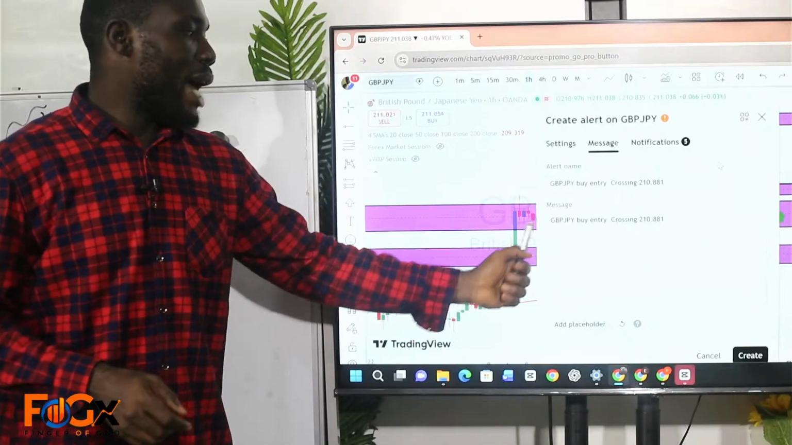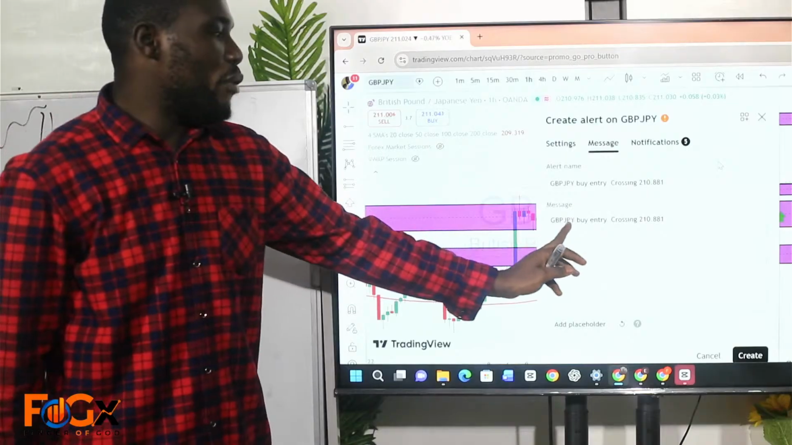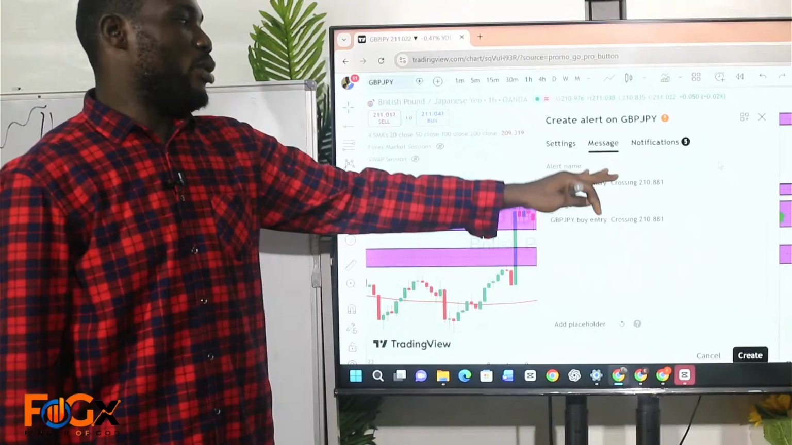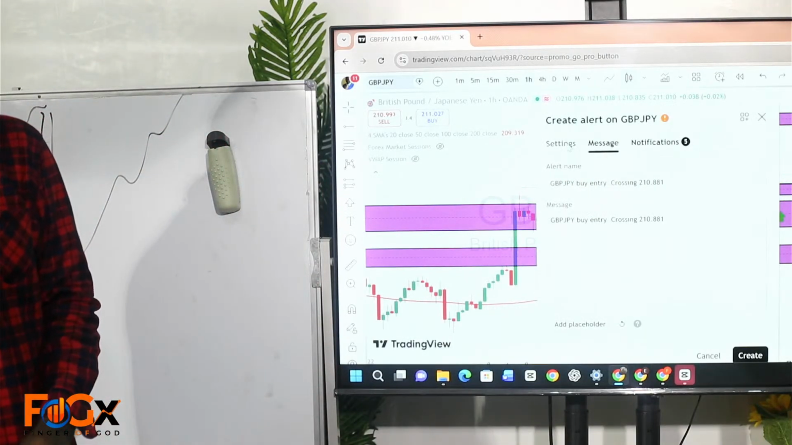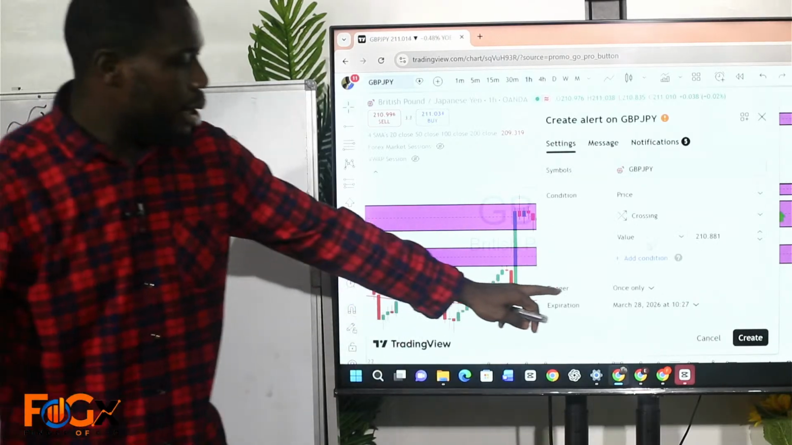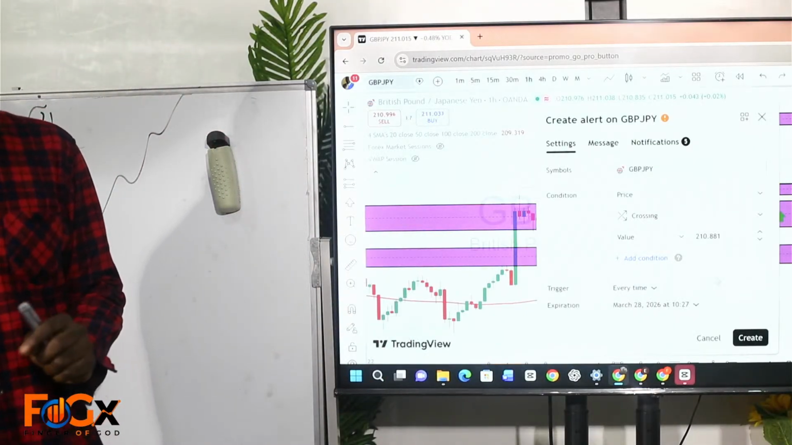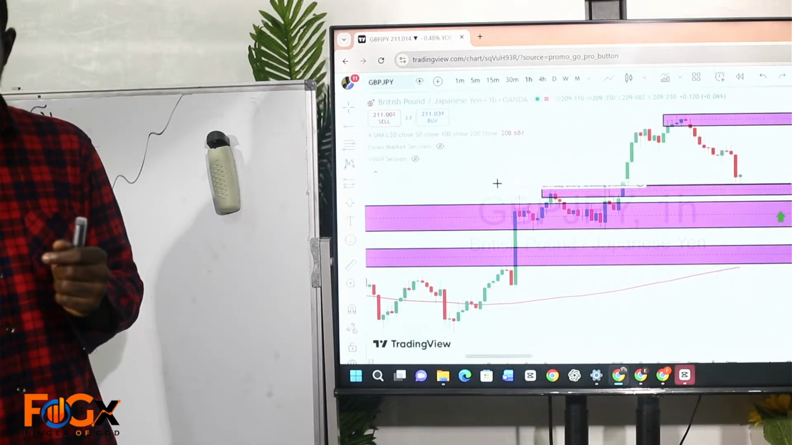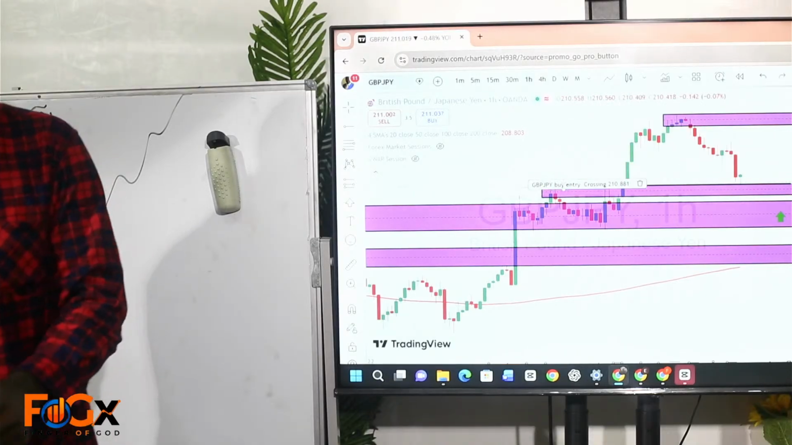So you will actually see GBP crossing two points. In the middle of the GBP and crossing, just put buy entry. Then copy that message and put it in the alert name. That's all. Then make sure that your trigger is every time, not once, so that every time price crosses there, it will alert us. So create.